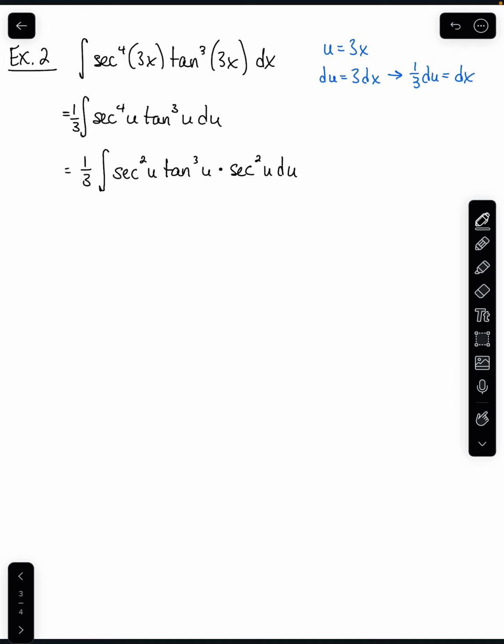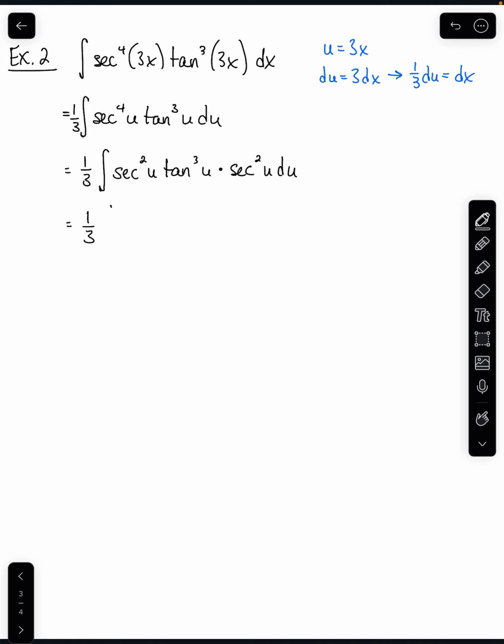That will allow us to convert everything to tangents and eventually use the substitution with tangent as the inside function, and therefore that secant squared off to the side would be the derivative of my inside function. We'll have to be careful here because I already used u as a substitution variable, so we're going to have to use a different variable later.